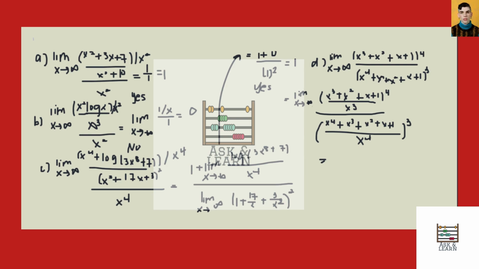as the limit approaches infinity, you get 1 plus 0 plus 0 plus 0 to the 4th, all over 1 plus 0 plus 0 plus 0 plus 0 to the cubed. We get 1. So by the definition of asymptotic, we know that f and g are asymptotic.